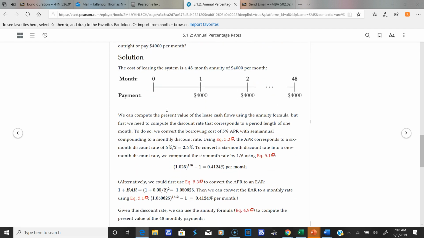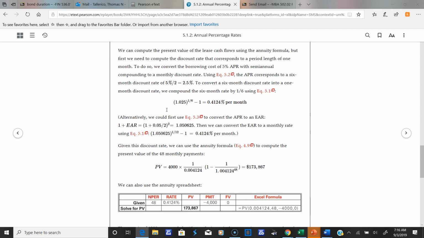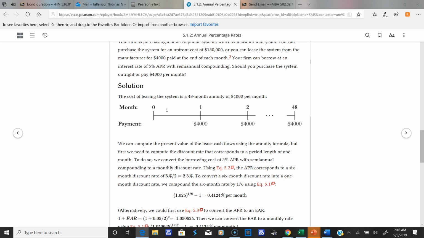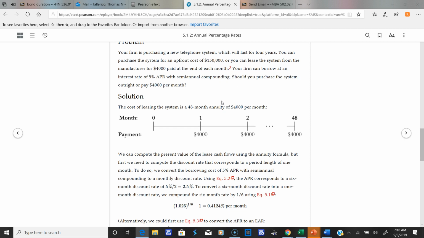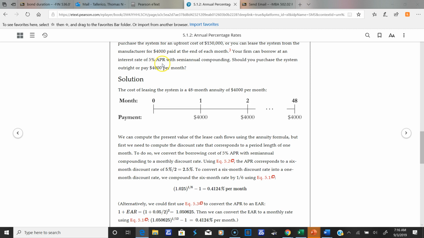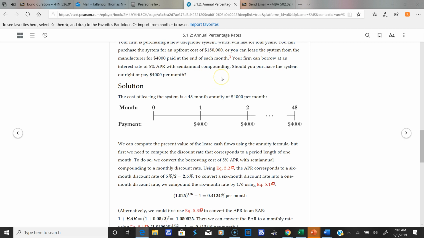All right, so let's look at this example here, which is a little more complicated. Basically, the firm is purchasing a new telephone system which will last for 4 years. You can either purchase the system for $150,000 upfront, just hand over $150,000, which I don't think I would do, or you can lease the system from the manufacturer for $4,000 at the end of each month. And again, you should definitely go over this problem. So your borrowing rate is 5% with semi-annual compounding. Notice it's 5% APR with semi-annual compounding.